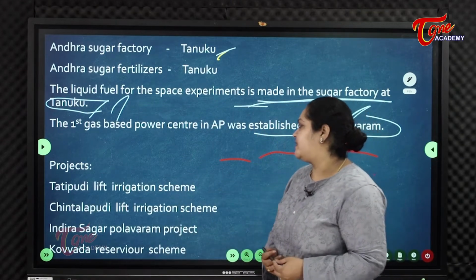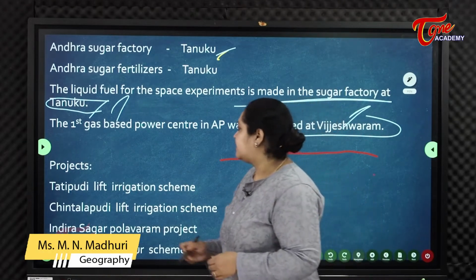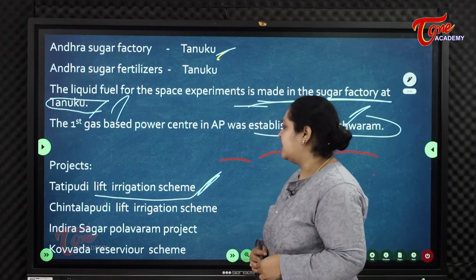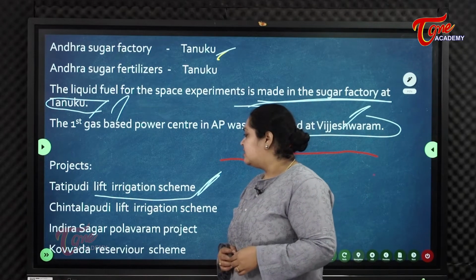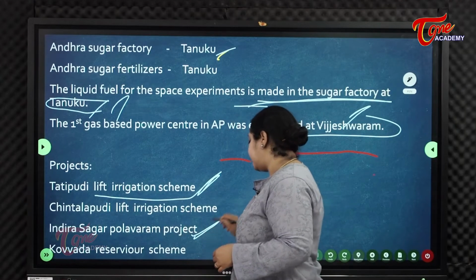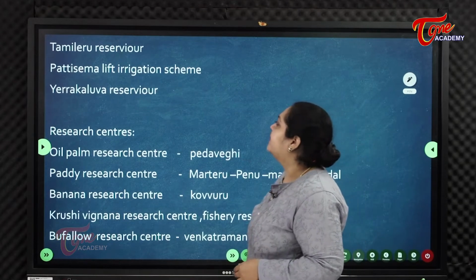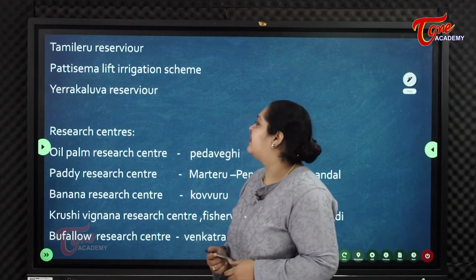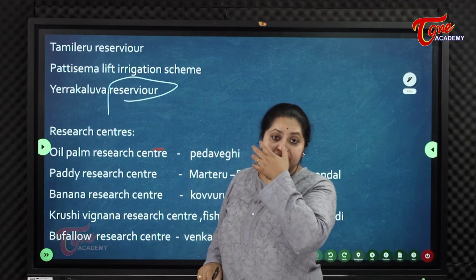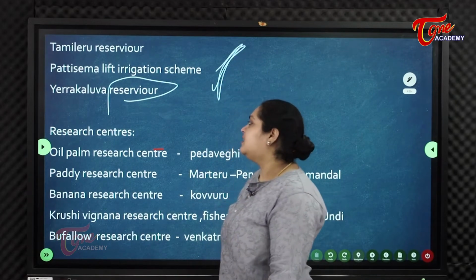Now coming to projects. What kind of irrigational projects does it have? Tatipudi lift irrigation scheme is one of the major ones. Next, Chintalpudi lift irrigation, Indira Sagar Polavaram project, Kovvada reservoir scheme, Tammileru reservoir, Pattisima lift irrigation and Yarrakaluva reservoir. These are some of the major irrigational projects of this particular district.